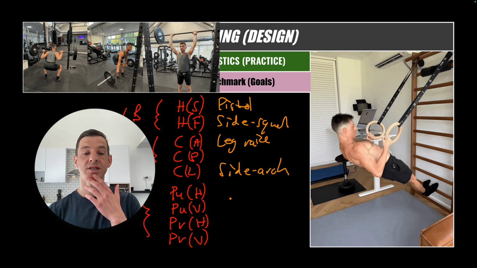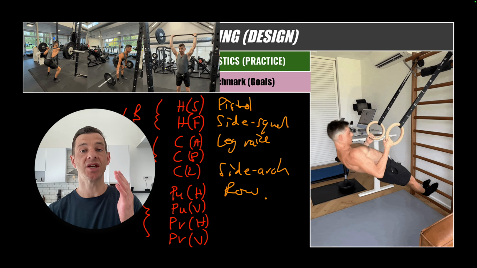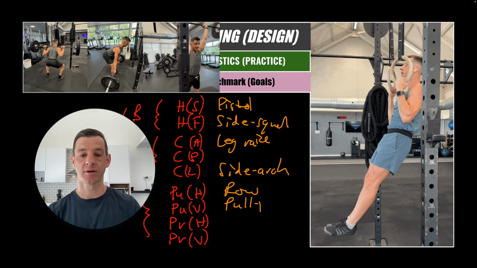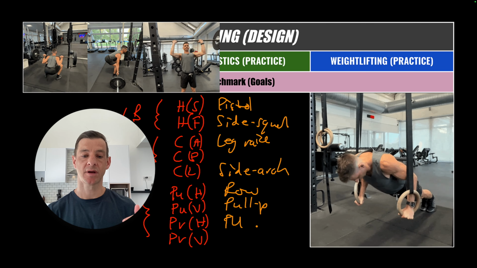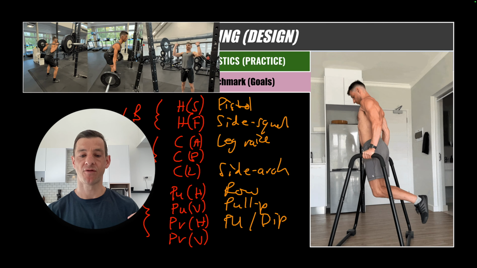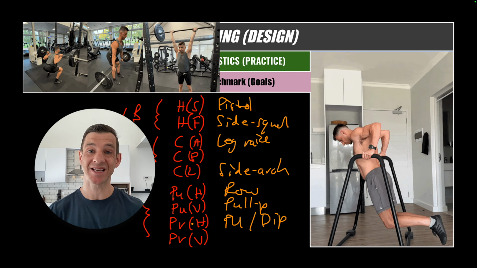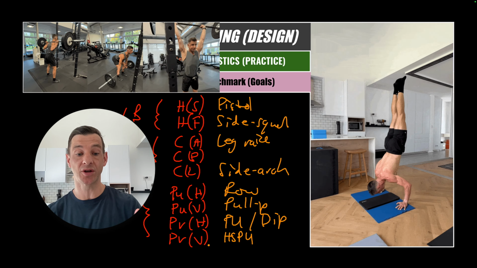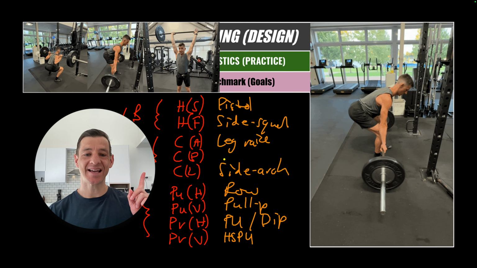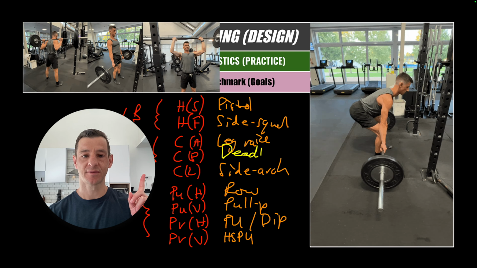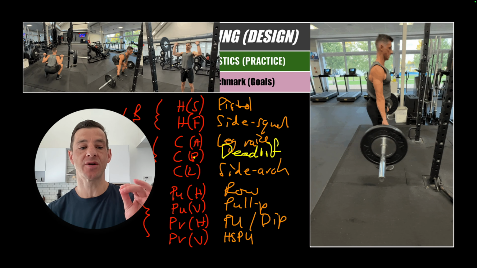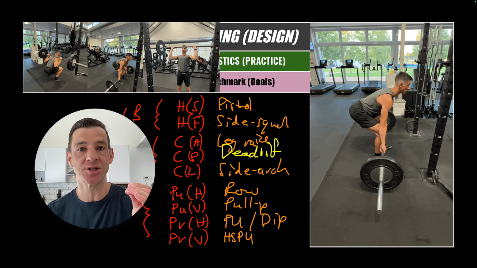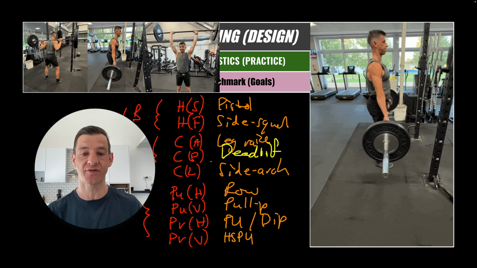For our pulling dimensions, we have the body row as a horizontal pulling gymnastics benchmark, and we have the pull-up. We have the push-up as well as the dip for our horizontal pressing gymnastics benchmarks. And finally, we have the handstand push-up as a gymnastics vertical pressing benchmark. As we can see, the deadlift fits here because we don't have a posterior chain core development benchmark in the gymnastics category, only a mobility benchmark, the bridge. So the deadlift goes perfectly here.